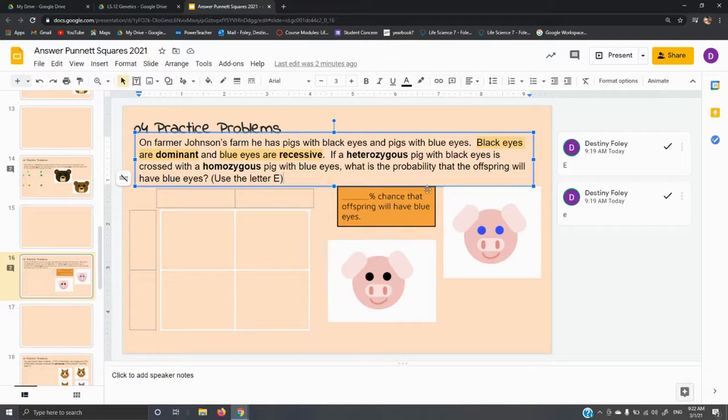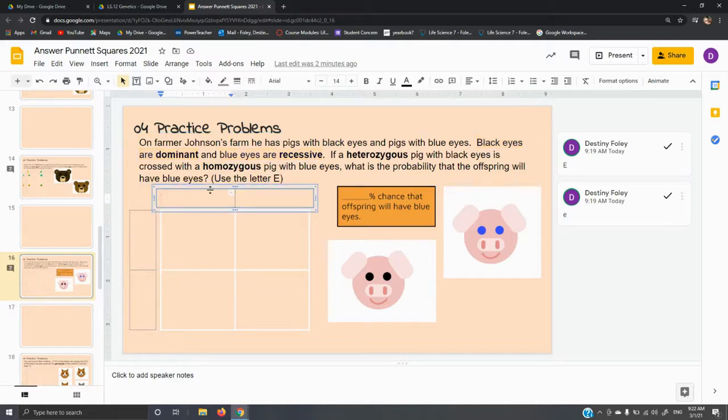Now, you're going to have to do a little bit of math, but I promise it'll be okay. So, we're crossing a heterozygous black-eyed pig. So we're going to have capital E. What does heterozygous mean again? Different. Means different. So we have capital E, lowercase e, and then the homozygous blue-eyed pig, lowercase e, lowercase e.